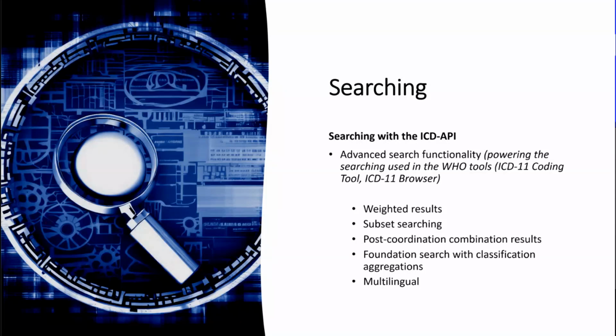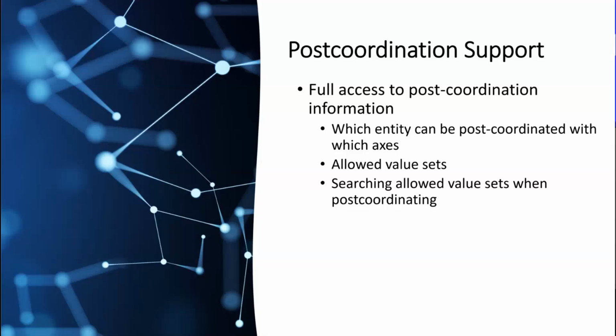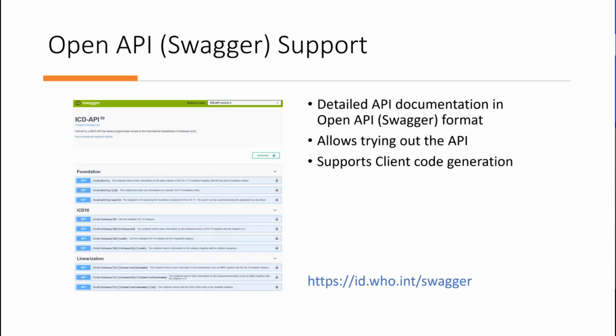Essentially, you have seen demonstrations of the coding tool this morning. The coding tool itself is fully making use of the ICD API that's behind it. So the search that we provide in the API is basically powering the coding tool, and it has even more functionality than what you see in the coding tool. It supports post-coordination, that is adding more content to the categories or learning more about them, like which entities can be extended with which extension codes and what are the additional value sets and things like that, which are all accessible from this API. We have OpenAPI support, which is important for software developers.